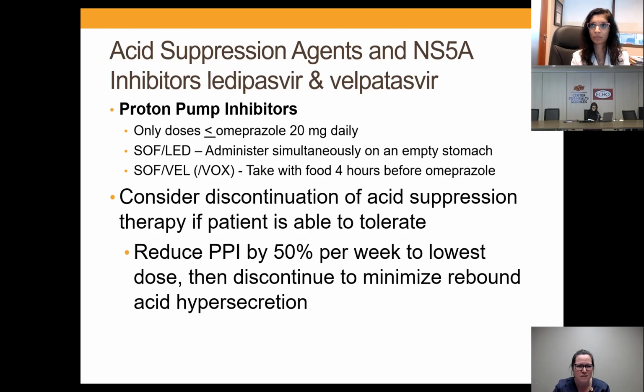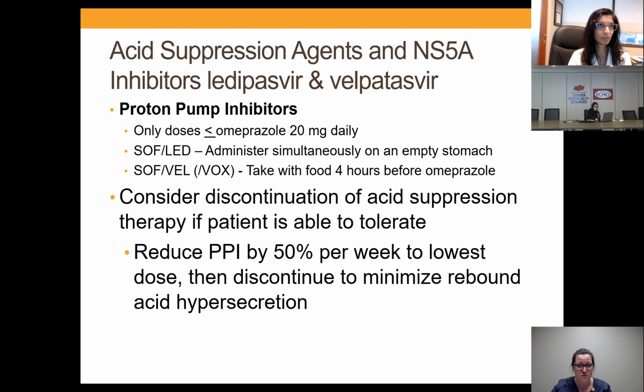There has been some talk about taking it with something acidic like orange juice or a Coke. And I don't think there's been a lot of studies that say, hey, yeah, that's really going to make a difference. But you could make that recommendation in a patient who's on a proton pump inhibitor.